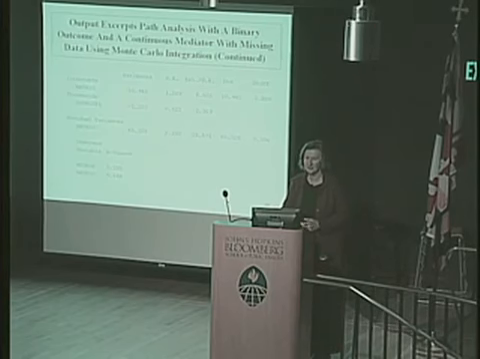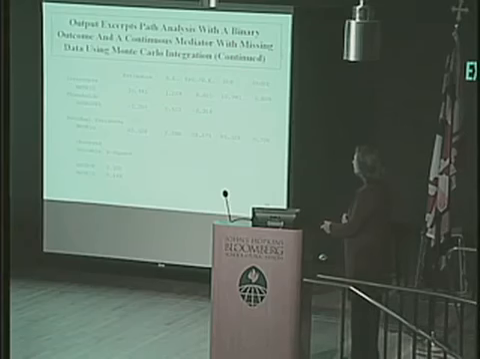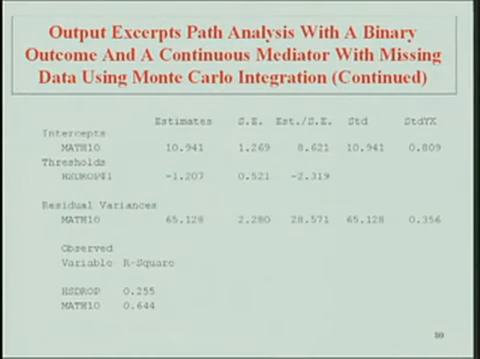And then we have an intercept for Math 10 and a threshold for high school dropout, because we have thresholds for categorical variables and intercepts for continuous ones.